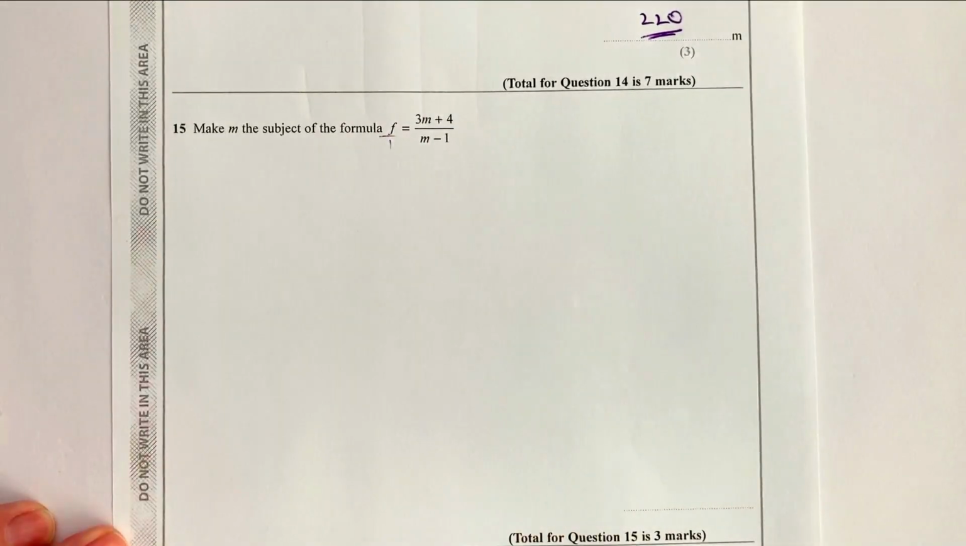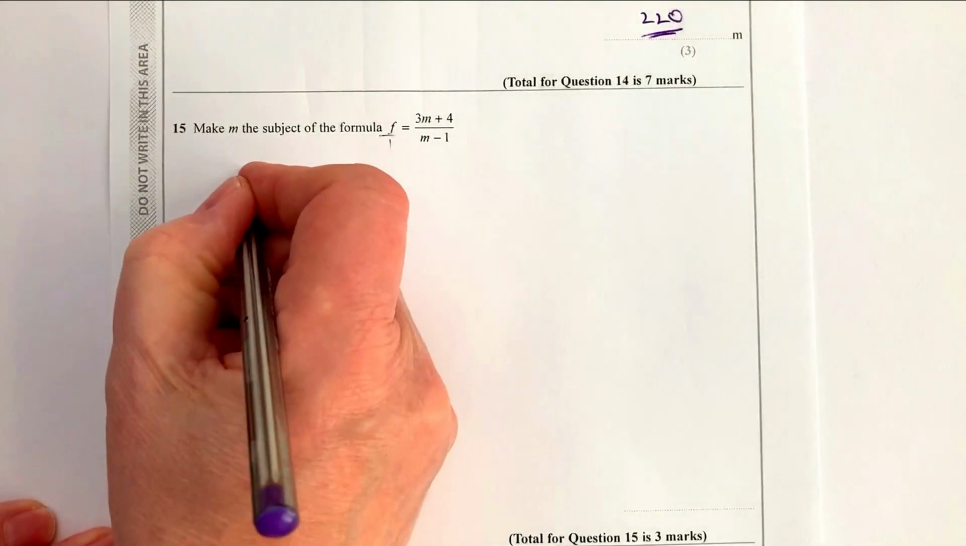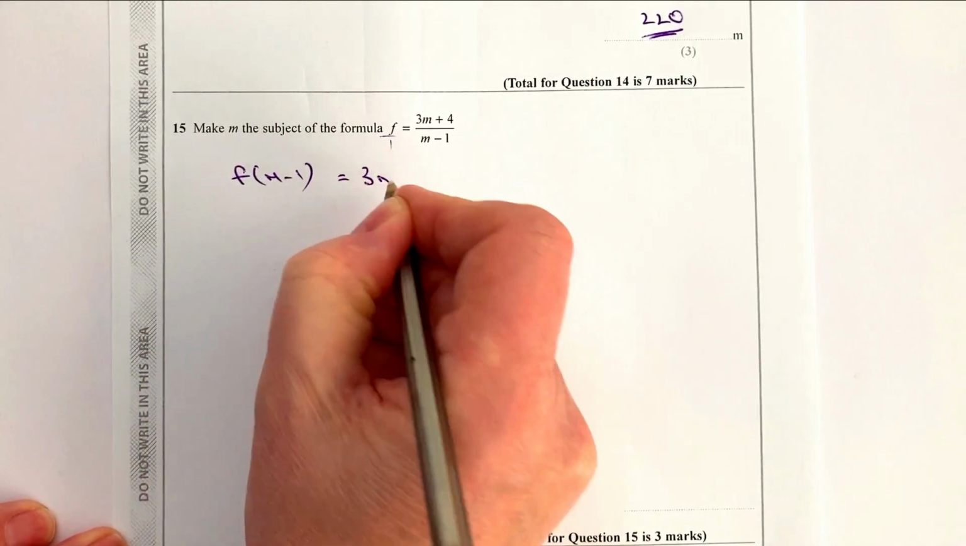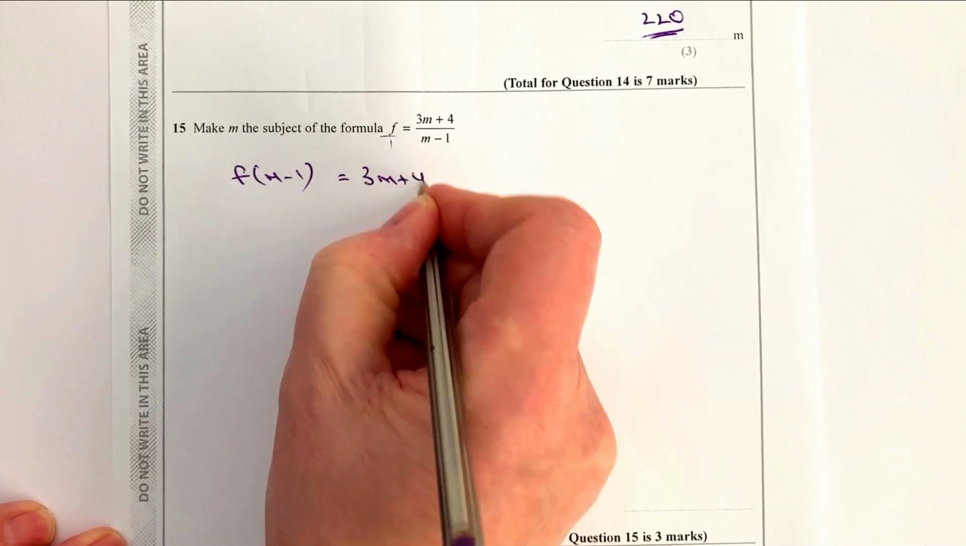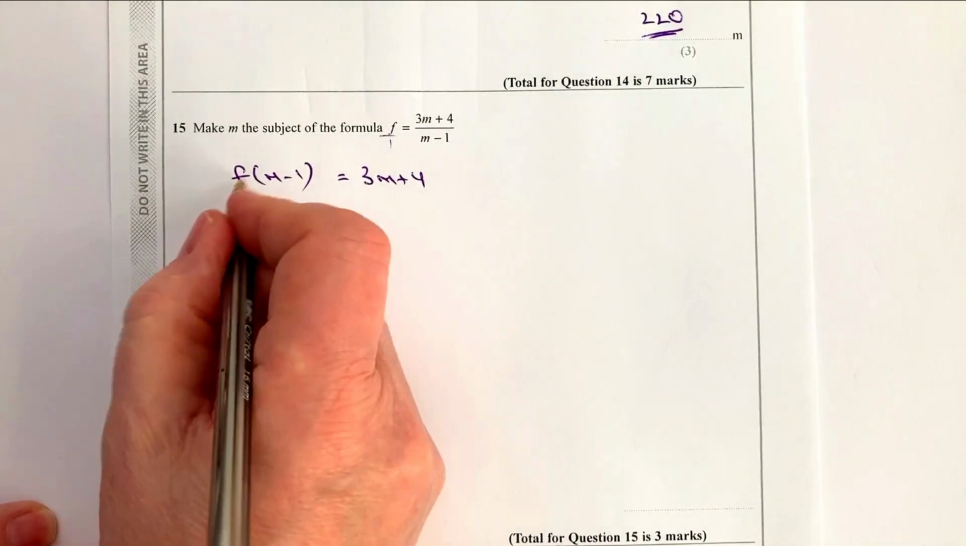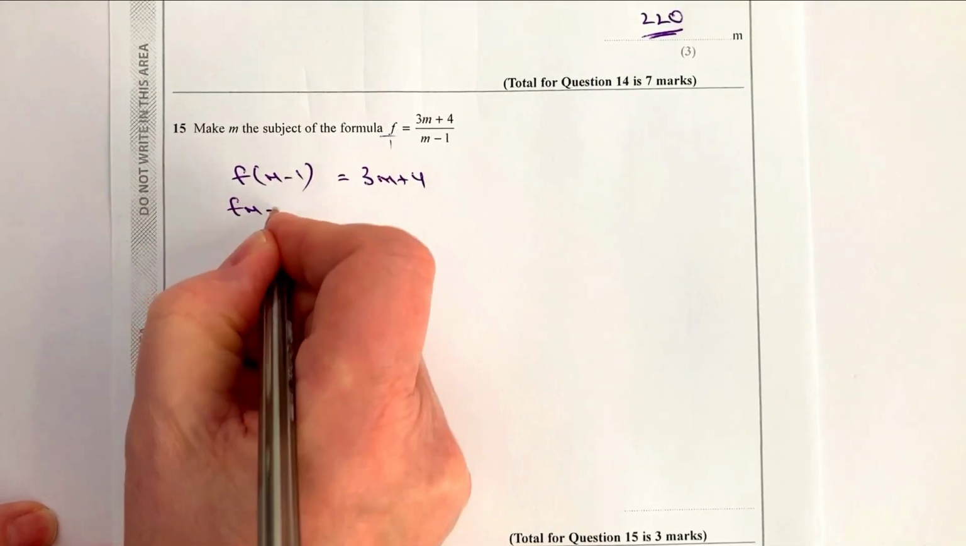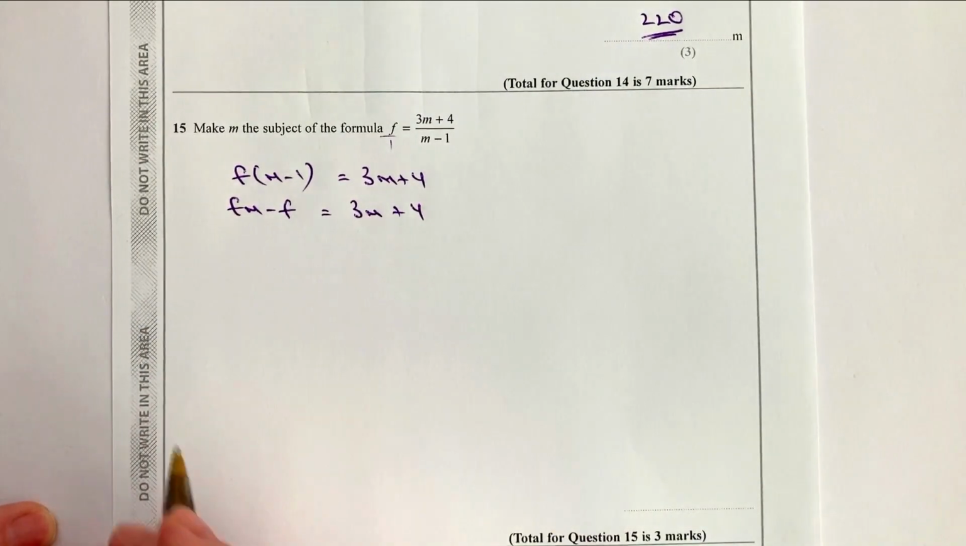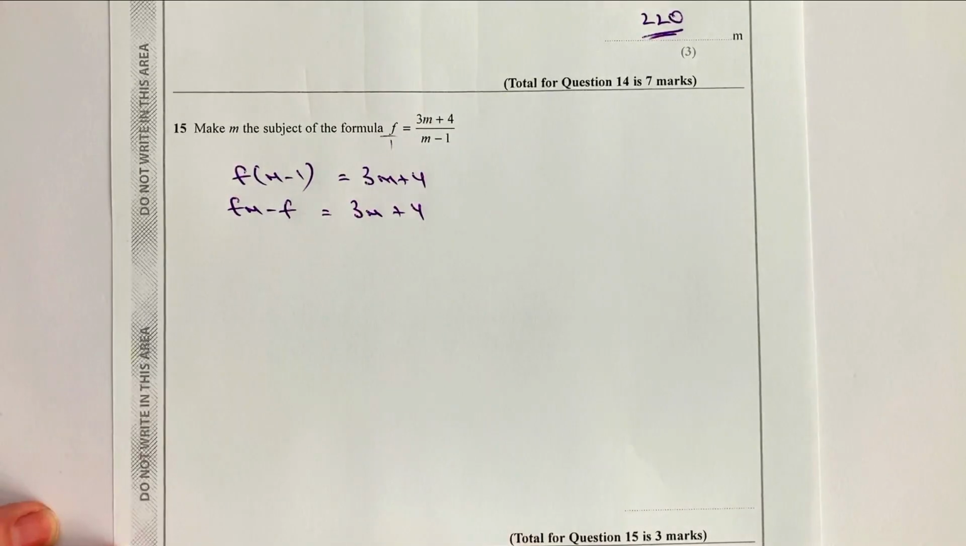Remember, this is over 1, so I'm just going to cross multiply. So that's going to give us f times m minus 1 equals 3m plus 4. Okay, so if I multiply that out, I get fm minus f equals 3m plus 4. And then really it's a case of getting the m's to one side and everything else to the other.